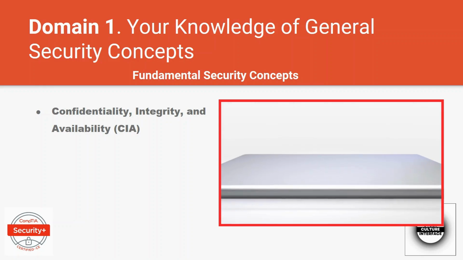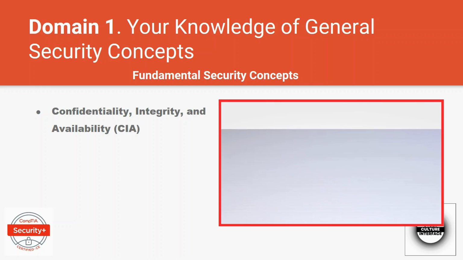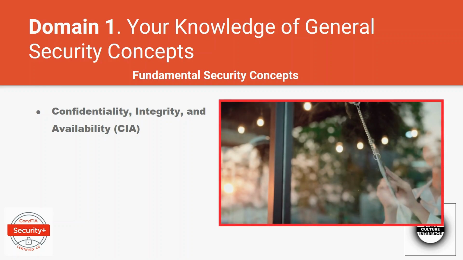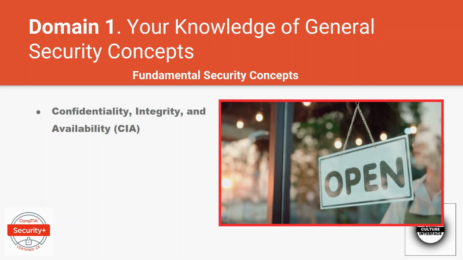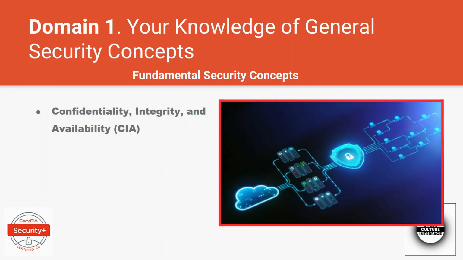And then availability means your data, assets, or resources that are being guarded by cybersecurity are always available to whoever needs it, or to whoever is supposed to have the information, whenever the information is requested. So that is availability. These 3 things form the number 1 fundamental concept you need to understand in cybersecurity.